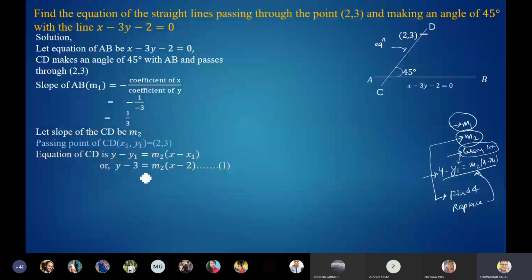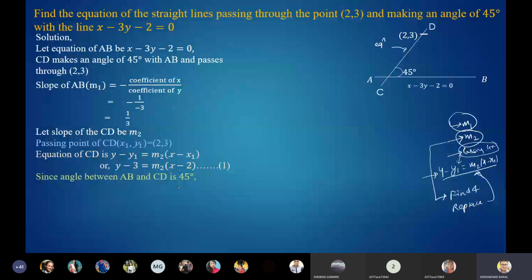अब m2 को इक्वेसन पनि लगभग यो cd को इक्वेसन पनि लगभग आए जस्तै भयो. What we don't know here is we don't know the value of m2. Our target is to find the value of m2, and we will go through some process to find it. So since angle between AB and CD is 45 degree, let's use the concept of angle between the two lines.